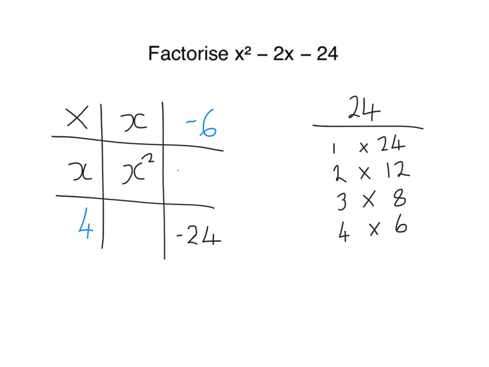X times -6 is -6x. And x times 4 is 4x. That would be a positive 4x. So positive 4 take away 6 would be -2x. So that's the correct answer. I just need to put it into my brackets to get the full marks. So it's x plus 4 times x minus 6.